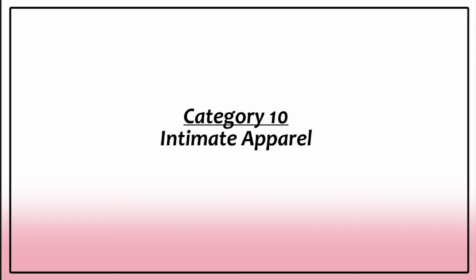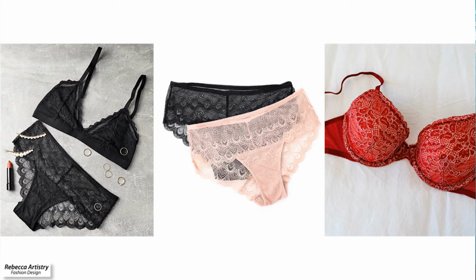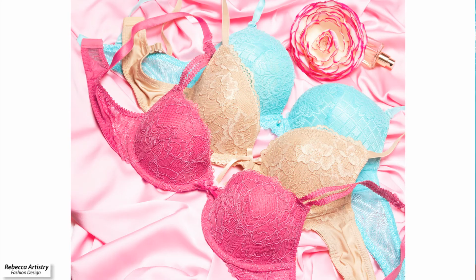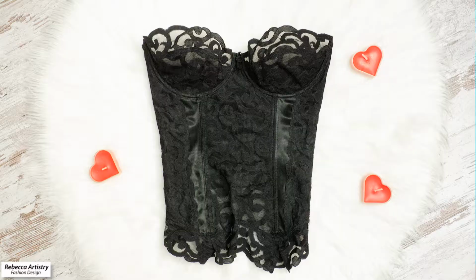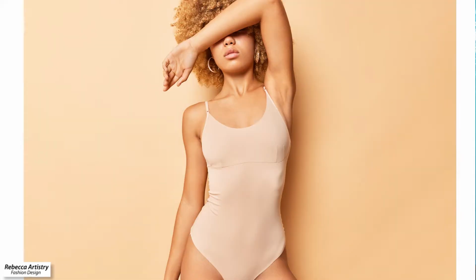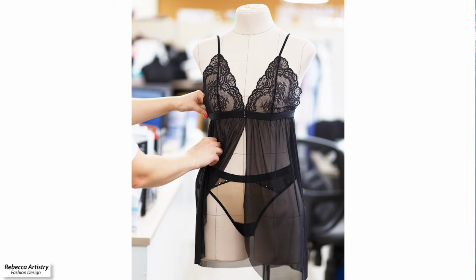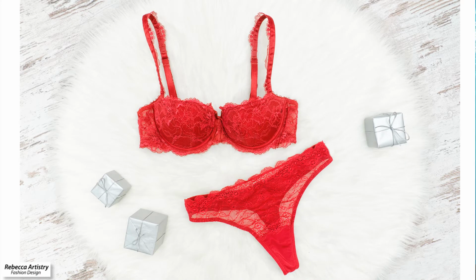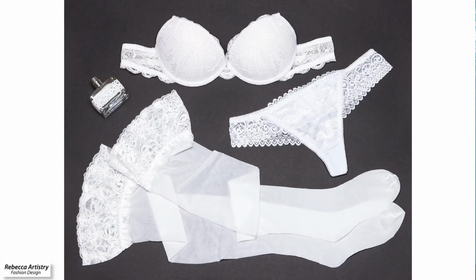Category 10 is intimate apparel. Intimate apparel consists of all types of undergarments: bras, panties, corsets, bustiers, bodysuits, robes, and even shapewear. There is so much that can be done when designing intimate apparel. Many people think that because these garments are small, that it doesn't take a lot of effort to design them, but they couldn't be more wrong.